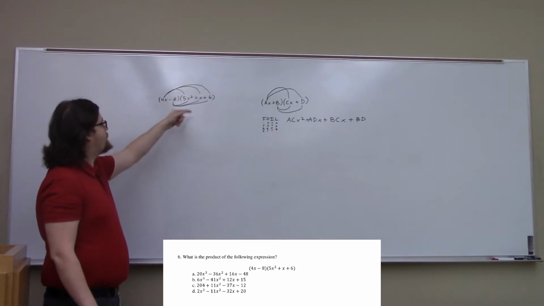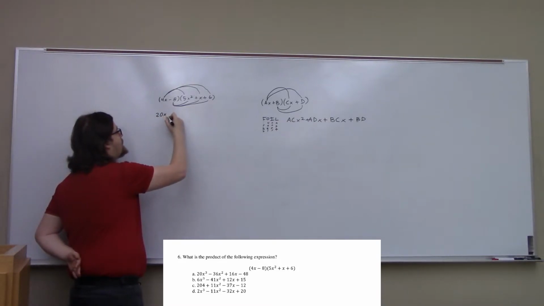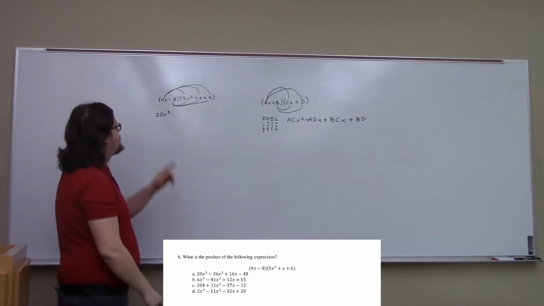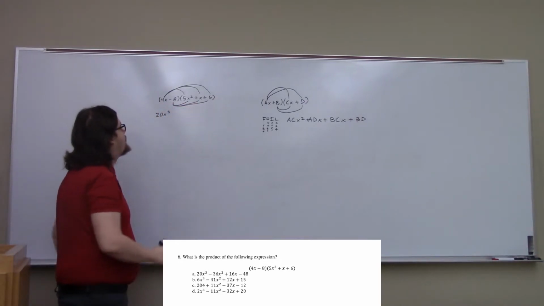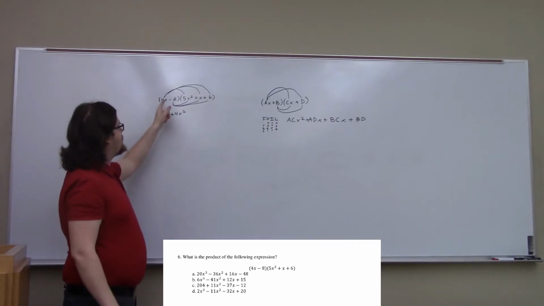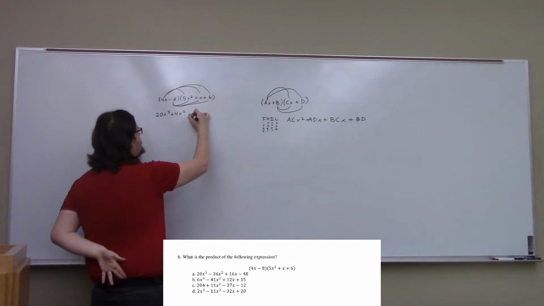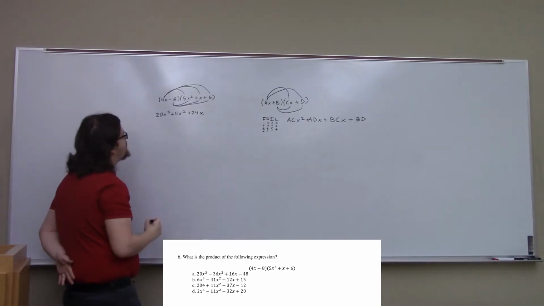Starting off, we have 4x times 5x squared. That is 4 times 5 is 20. So we have x times x squared is going to be x cubed. Next we have 4x times x. 4 times 1 is 4. And x times x is x squared. Next we have 4x times 6. So 4 times 6 is 24. And then we have just x.